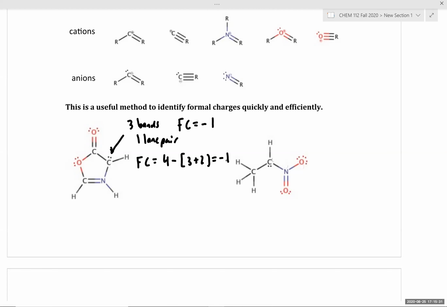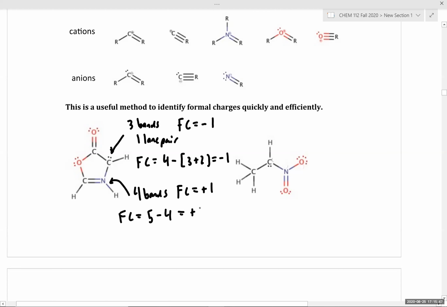Nitrogen. So looking at nitrogen, we know that nitrogen currently has 4 bonds. That in turn gives us a formal charge of +1. We can also show this manually by taking our group number for nitrogen minus the number of bonds, giving us a formal charge of +1.